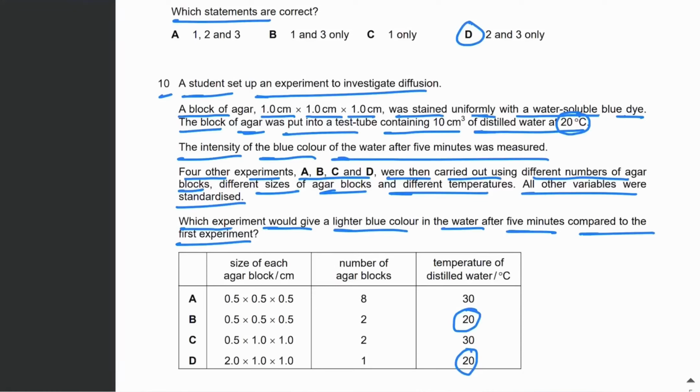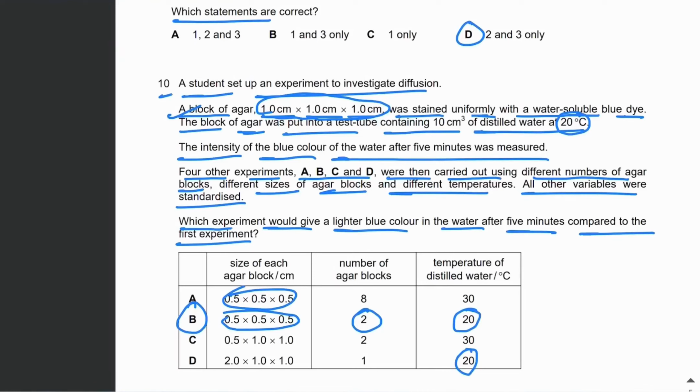So if the blocks are smaller, like in A and B, and if the blocks are less in number, there will be less total dye that has to come into the water by diffusing, right? So the color will be lighter blue as compared to the first experiment. So in the first experiment, the block was larger, 1 centimeter by 1 centimeter by 1 centimeter, right?